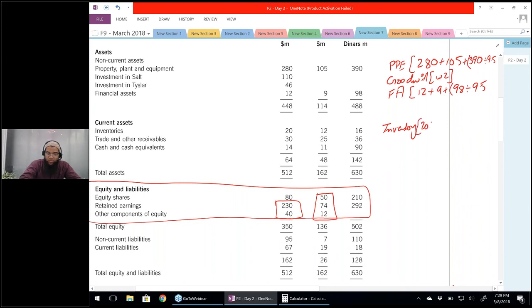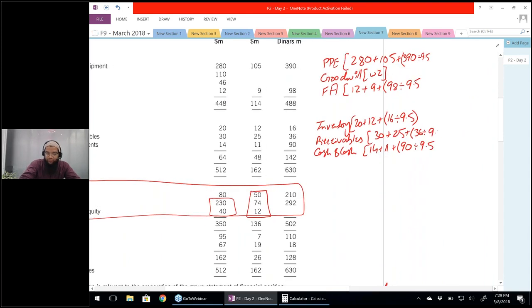Similarly, inventory is 20 plus 12 plus 16 divided by 9.5. Trade and other receivables will be 30 plus 25 plus 36 divided by 9.5. Cash and cash equivalents will be 14 plus 11 plus 90 divided by 9.5. So these are the values before any adjustments.